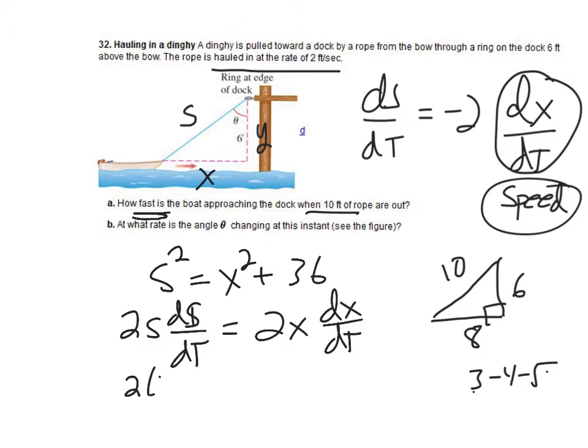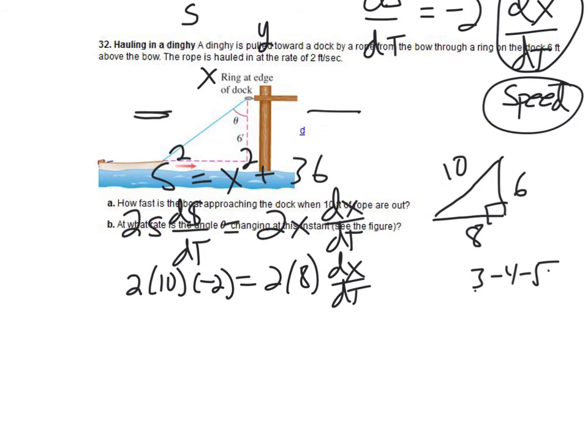We know 2 times 10, and ds dt is negative 2, isn't it? Equals 2 times 8 times dx dt. And that's what we're looking for. Let's see if I can slide this down. Oh, I can. So now I'll do it this way, but when I do these kinds of problems, I don't always multiply at the end because I see what I'm dividing by. But we could write this as negative 40 equals 16 dx dt, and then divide by 16.